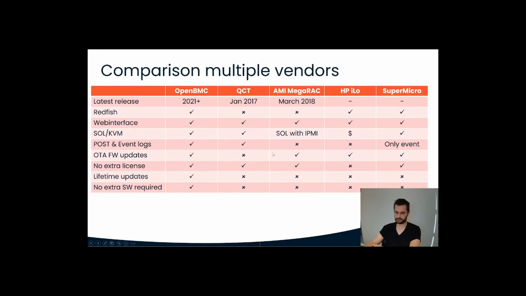So here's a comparison of multiple vendors, like HP iLO or Supermicro, or the QST software, which is also provided by the vendor as standard when you purchase the server. The most important things are things OpenBMC can provide, like Redfish and lifetime updates, and no extra software is required. You can just SSH in or use the web UI, and you get everything you need.